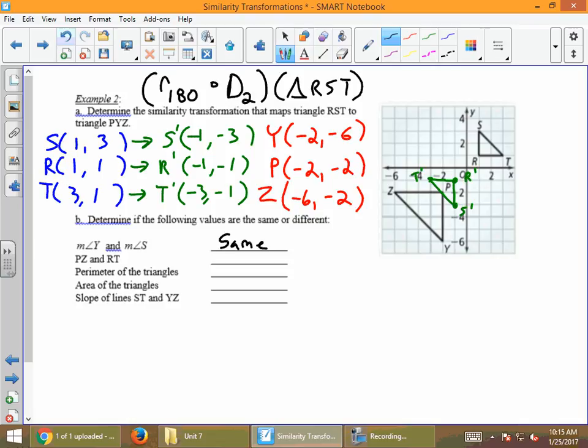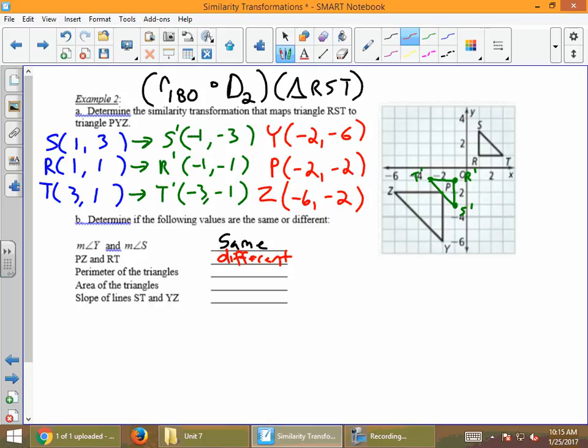What about segments now? PZ and RT. Are these the same throughout? No. Why? Because it's getting bigger, right? It's getting bigger or smaller depending on what it is. So PZ and RT are not the same all the way throughout. They are different.